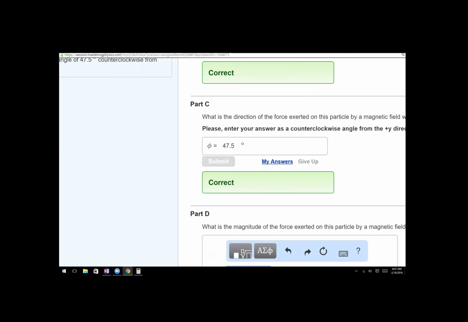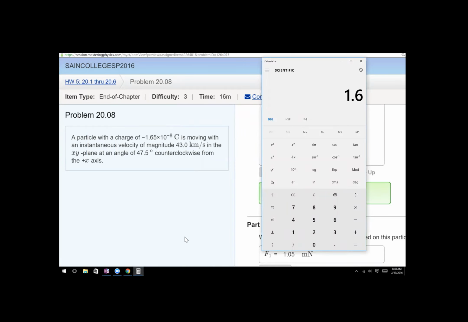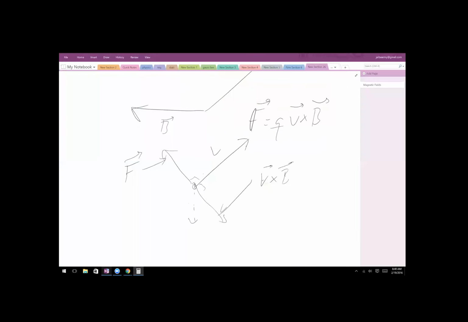And then for the magnitude of the force, well, again, the magnitude of the force is just Q times V times B. So let's do that right quick. So 1.65 times V, which is 43,000, times B, which is 2, and then times the sine of the angle between the V and the B. Let's go back to our picture right quick. What's the angle between V and B in that picture? Remember, V is going straight out of the board.